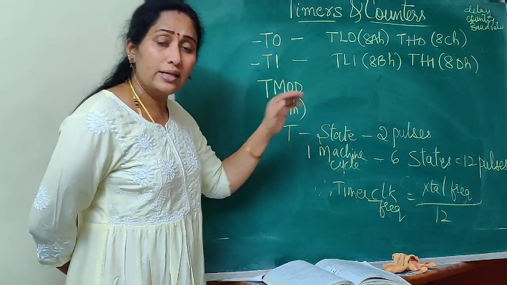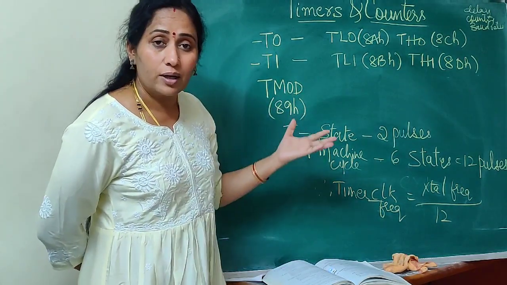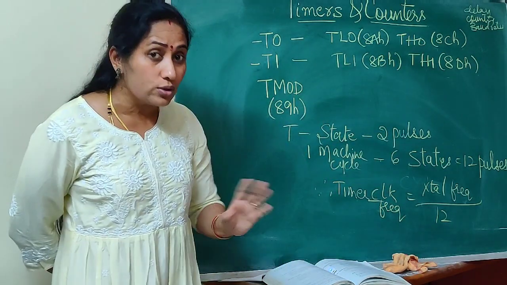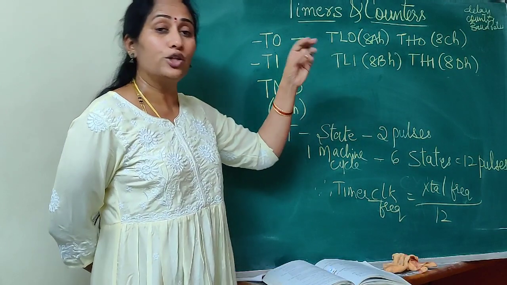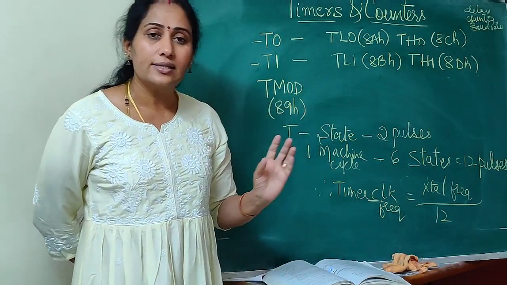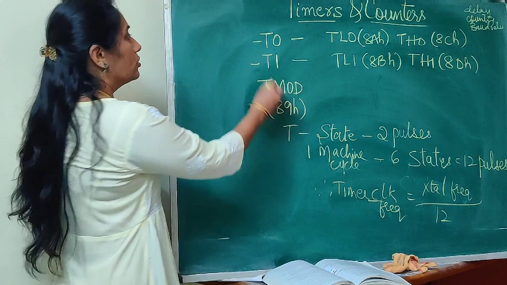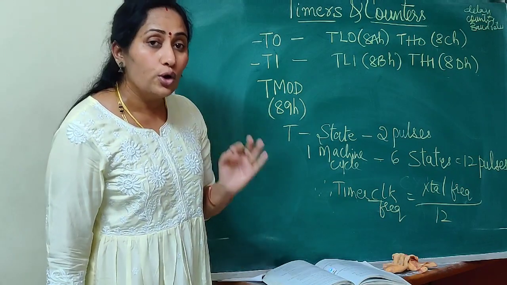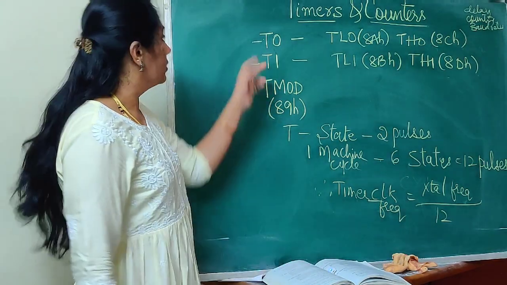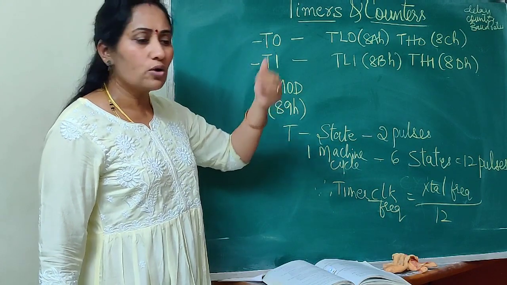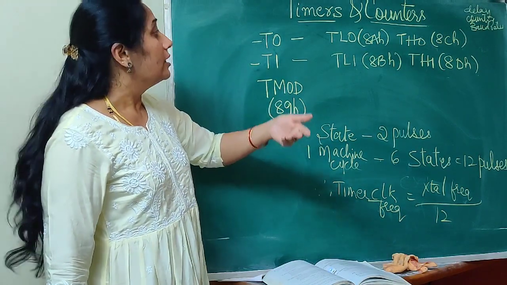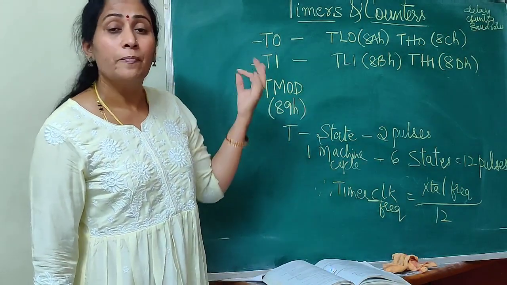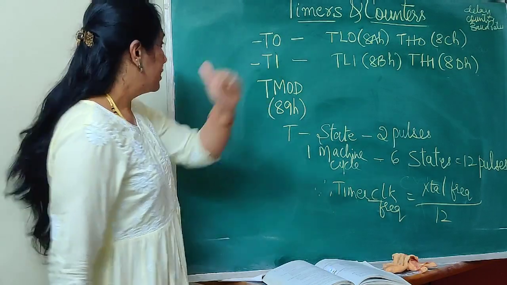I can use both in the same program, both as a timer, or both as a counter, or one as the timer and another as the counter. There is no such restriction that you have to make them work only as a timer or only as a counter. So these are the two special function registers required to load the count, so that whenever the up counting takes place, the content of TH and TL is going to get changed.